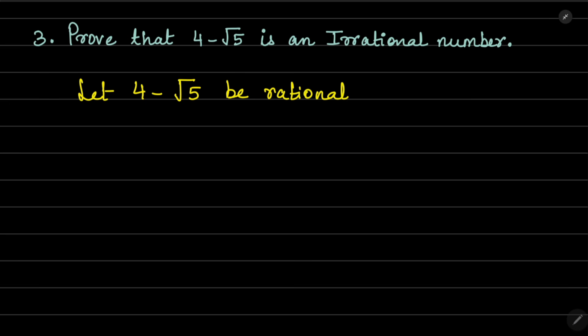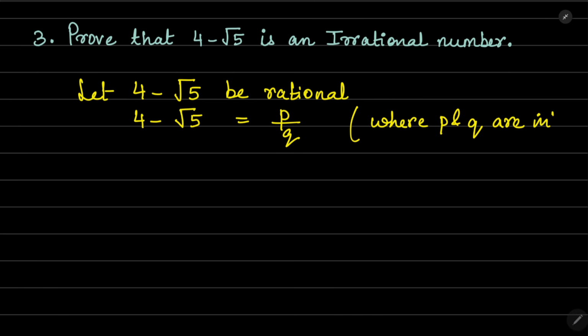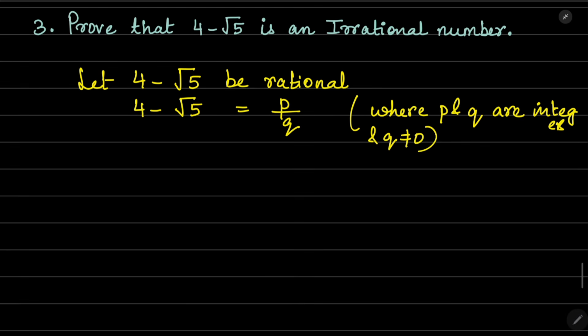This is the assumption that we start with, which means you will write 4 minus root 5 is equal to P by Q, where P and Q are integers and Q is not equal to 0. Right? Now the thing is, you have to isolate root 5, which is irrational. So let's isolate root 5.